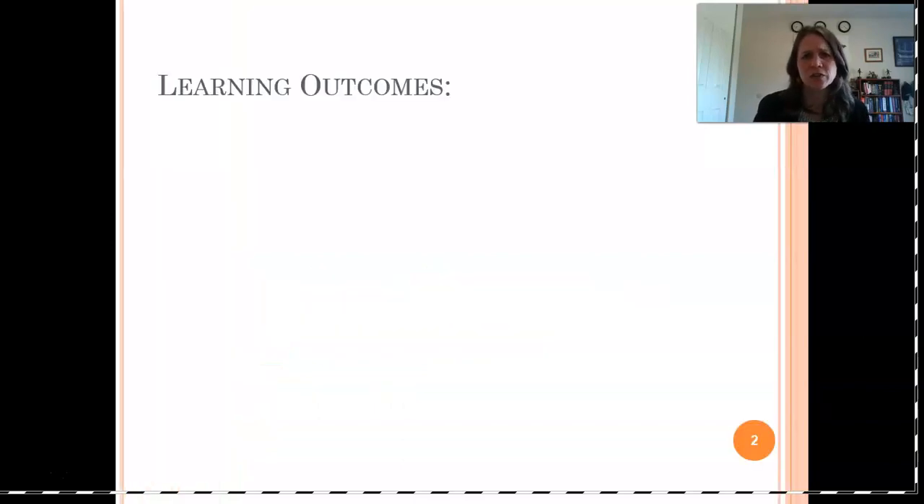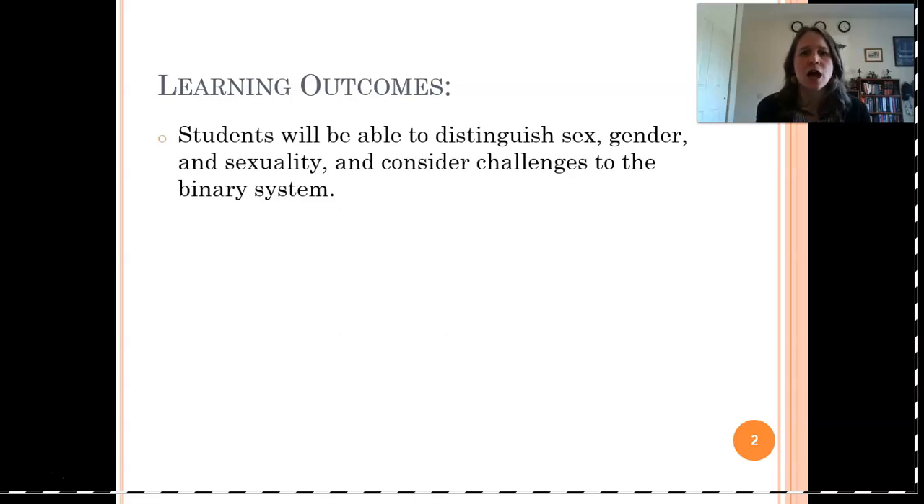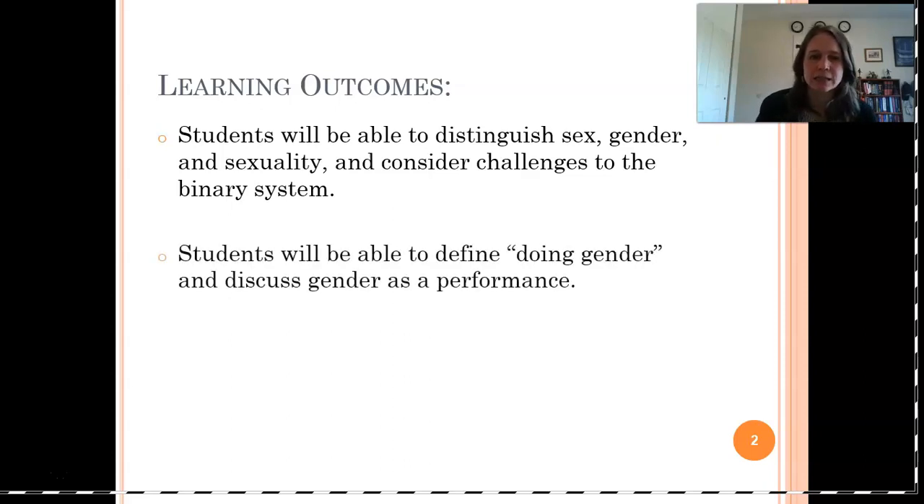All right, so in terms of our learning outcomes for this lesson, our goals are to be able to distinguish the concepts of sex, gender, and sexuality, and then consider challenges to the binary system, because each of these have been thought of as very binary, 2 and only 2, where a person is either or. So they're either male or female, man or woman, straight or gay. But taking the social constructivist lens, we are going to try to challenge those binaries.